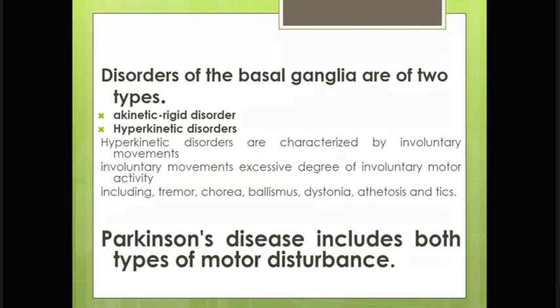Hyperkinetic disorders are characterized by involuntary movements. Involuntary movement is excessive degree of involuntary motor activity. These include tremor, chorea, ballismus, dystonia, athetosis, and tics. Parkinson's disease includes both types of motor disturbance. As a disease, Parkinson's has tremor and rigidity, poverty of movement, and excessive movement, both in the same patient.